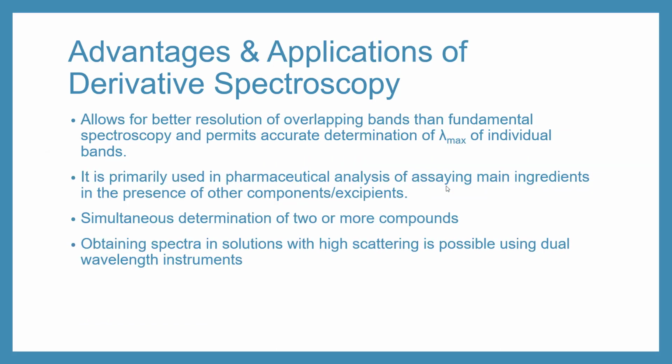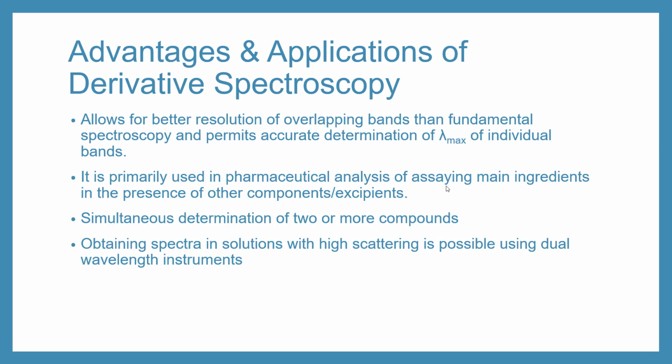So our advantages: we have better resolution of overlapping bands than if we had a zero order, or fundamental, spectroscopy, and it allows us to get a more accurate determination of the lambda max of an individual band, and the individual band is relating to one very specific analyte. It's primarily being used in pharmaceutical analysis of assaying main ingredients in the presence of other components and excipients.